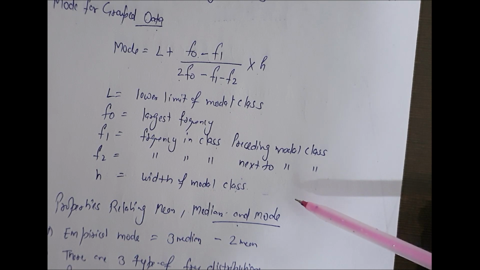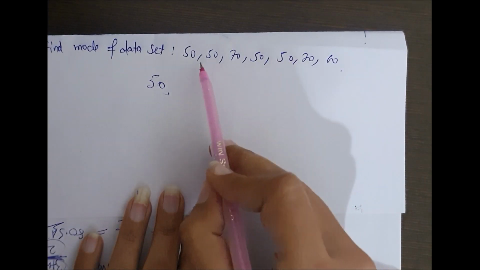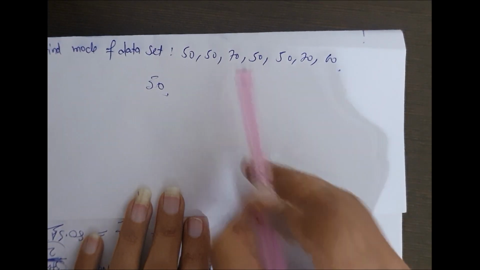We will study this with the help of an example. Now first of all, understand what is mode. The most frequently occurring observation is the mode. There are observations of 50, 60 and 70.